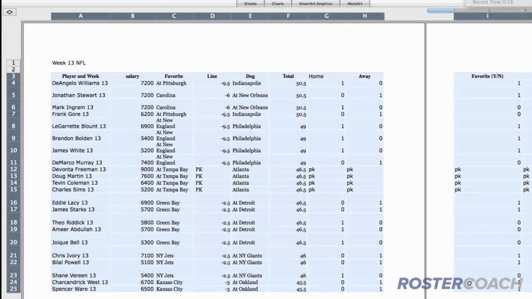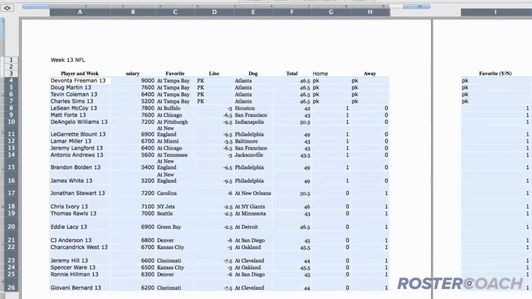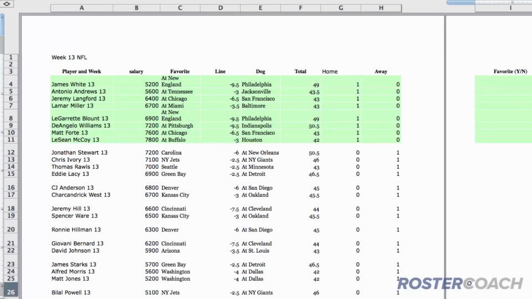Let's go back quickly to running backs who are the home favorites, as this is the ideal situation when picking a running back. Then you can also sort by salary from lowest to highest to make things a little bit easier to look at. Our list of potential running backs has gone from 50 to just 8. We're left with James White, Antonio Andrews, Jeremy Langford, Lamar Miller, LeGarrette Blount, D'Angelo Williams, Matt Forte, and LeSean McCoy.